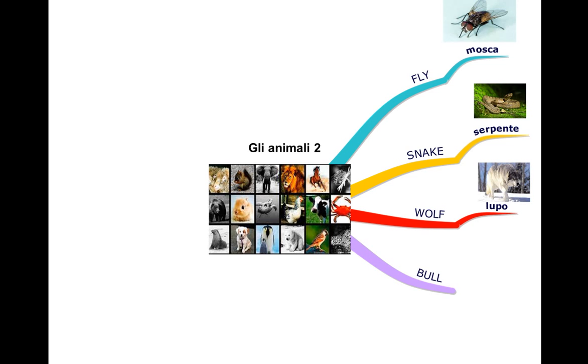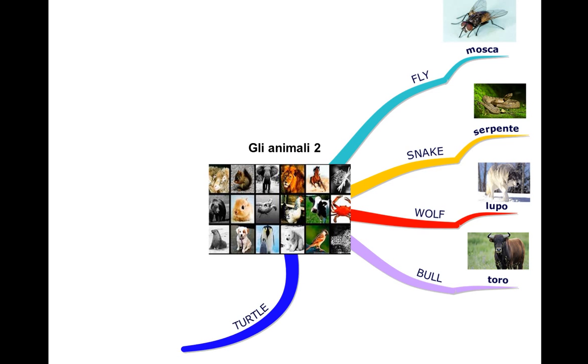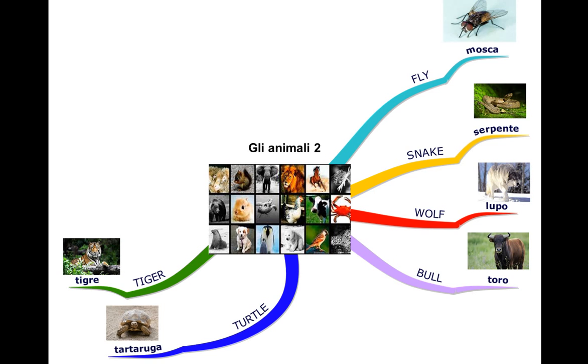Then, in the light purple branch, we find bull, which is translated as toro. On the dark blue branch is the turtle, which in Italian is called tartaruga. In the green branch, we find tiger, and its translation is tigre.